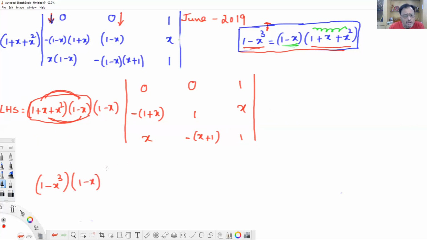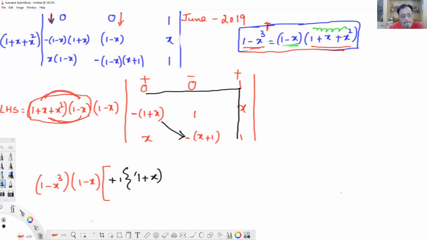Better we expand along first row only. Plus, minus, plus. So I'm expanding along first row. 0 into anything is 0, minus plus 1 into, come on, 1 horizontal. Still I can do any one operation, but not necessary. Leave it now. So these two you have to multiply. That is equal to minus into minus plus, 1 plus x into 1 plus x. 1 plus x whole square minus x. Finish this. You can simplify it now.